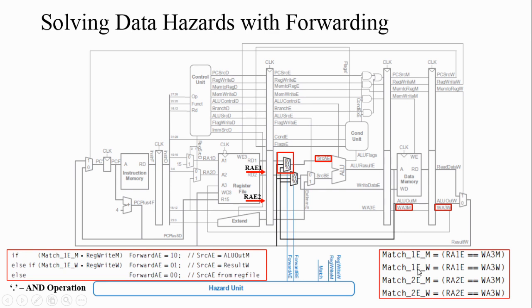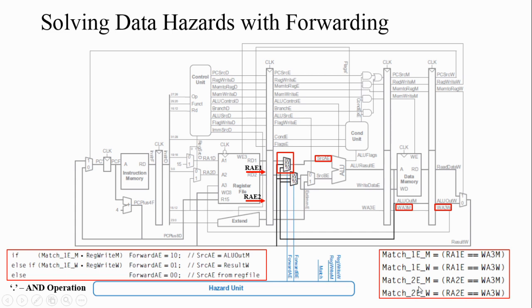So 1EM and 2EM are showing the match input, that is, the first register and second register are getting input from the memory address, right? And 1EW and 2EW show that the first register and second register are getting the address which is the same as the address of the write back stage, right? So based on these four conditions, these four match inputs will be set.